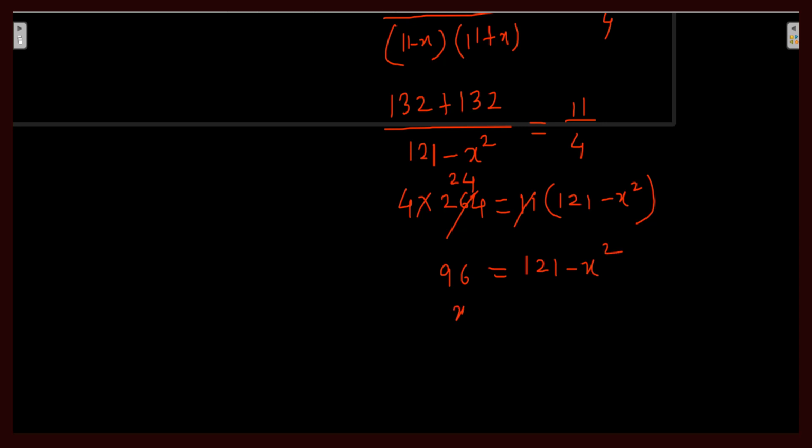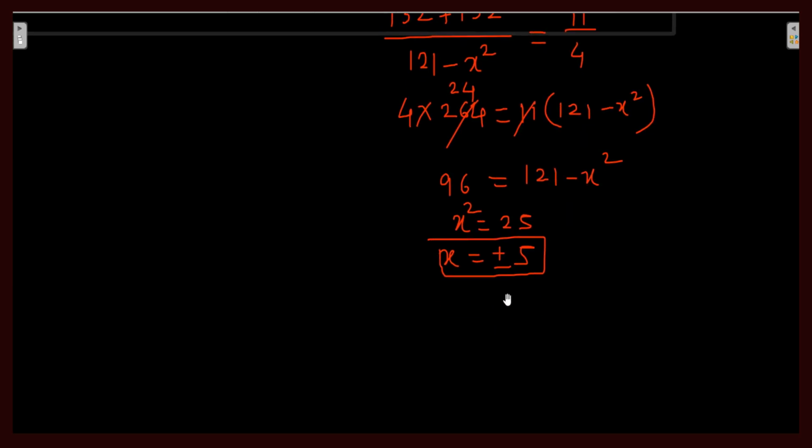So solving this, x square is equal to 25, and since x square is equal to 25, x will be equal to plus minus 5. Highlight this. X is the speed of the stream. Speed cannot be negative, so the minus sign is neglected, and therefore the speed of the stream is equal to 5 kilometer per hour.